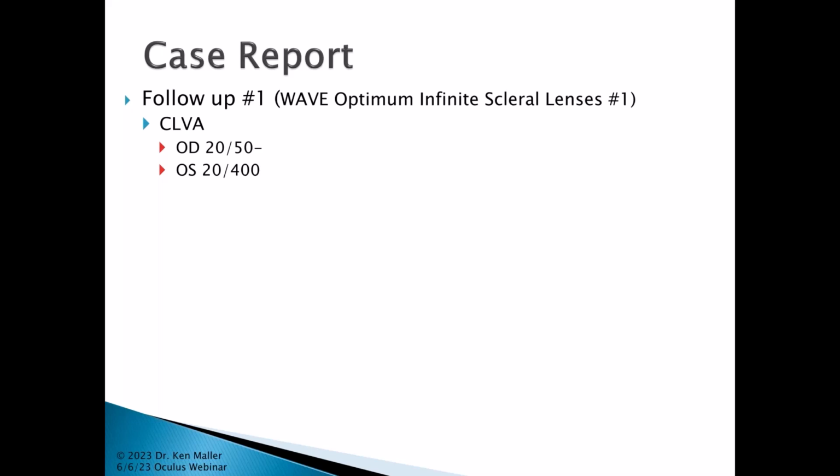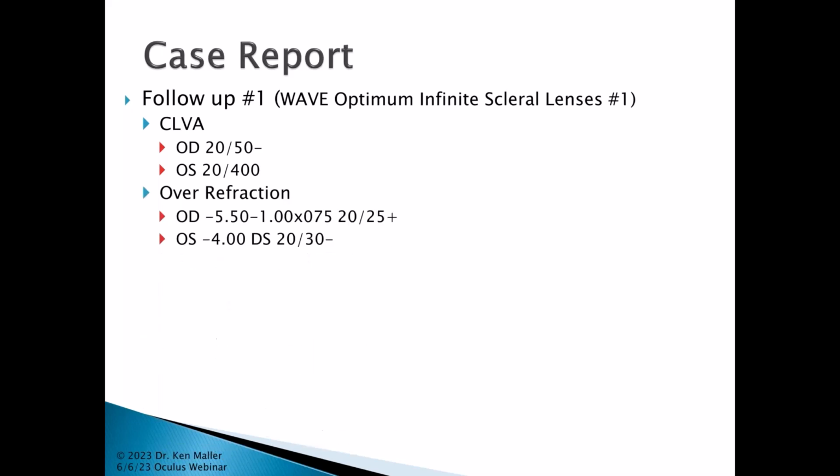Acuity initially with the lenses was 20/50 minus on the right and 20/400 on the left. But with the over refraction, look at those numbers. I was actually able to get the right eye down to 20/25 plus, which was a far cry from the 20/80 minus she was getting in her glasses. But the real shocker was that the eye that had no vision for the last 20 years is actually capable of getting somewhere around 20/30 minus with a spherical over refraction of -4.